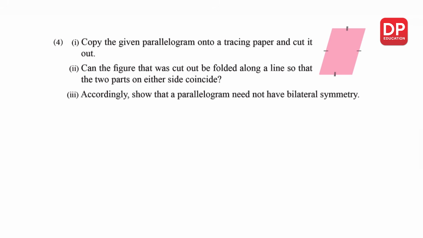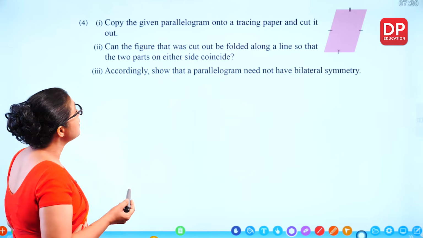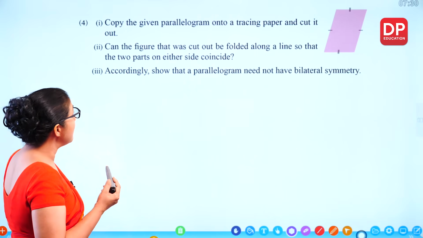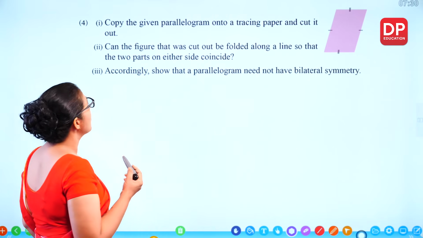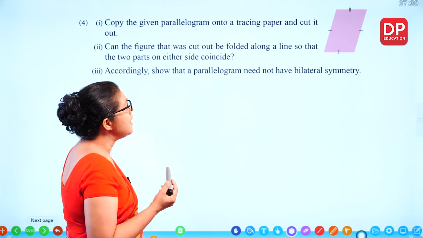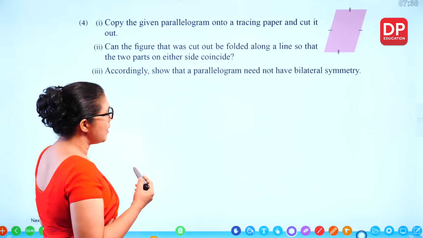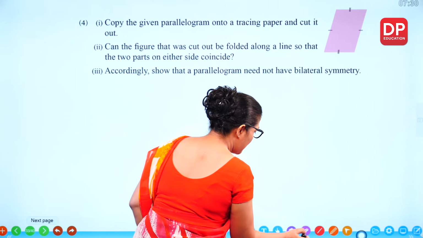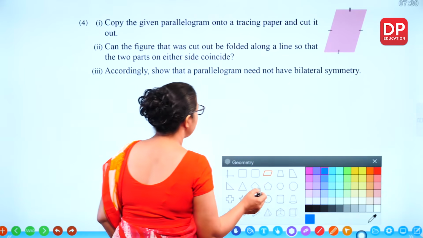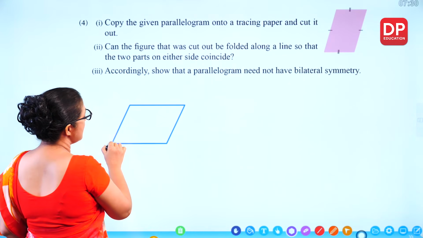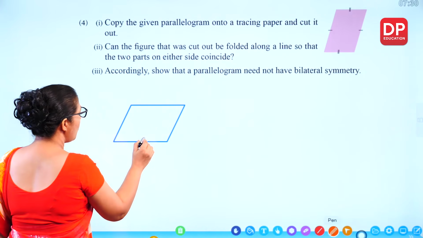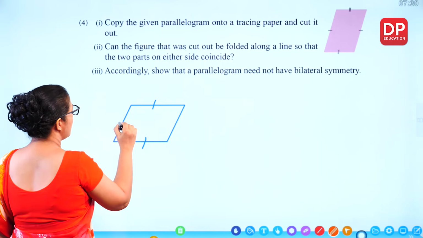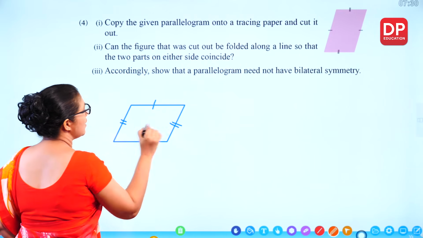Fourth question. Copy the given parallelogram onto a tracing paper and cut it out. Can the figure that was cut out be folded along a line so that the two parts on either side coincide? Accordingly, show that a parallelogram need not have bilateral symmetry. So we'll take the figure. So this is a parallelogram. In a parallelogram, only opposite sides are equal. So this side is not equal.